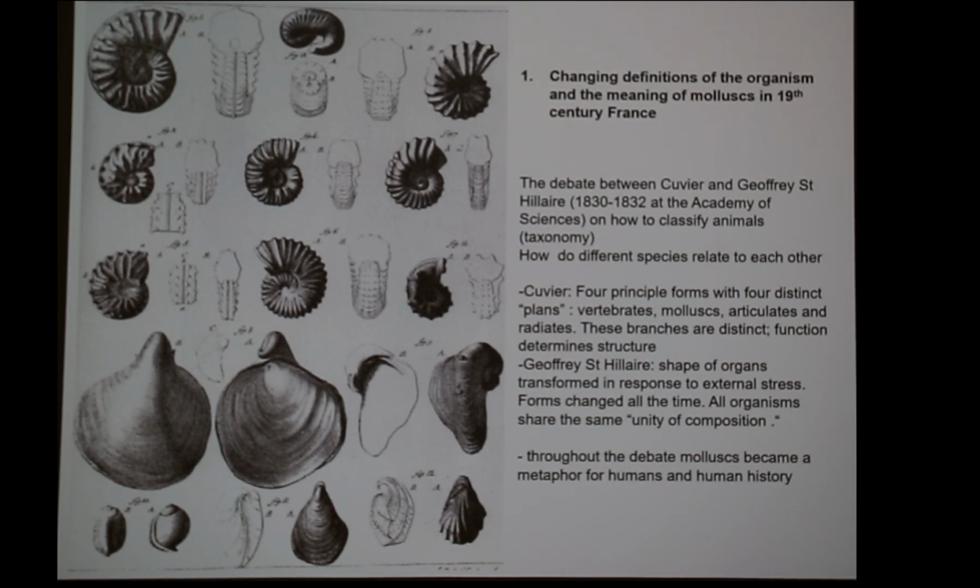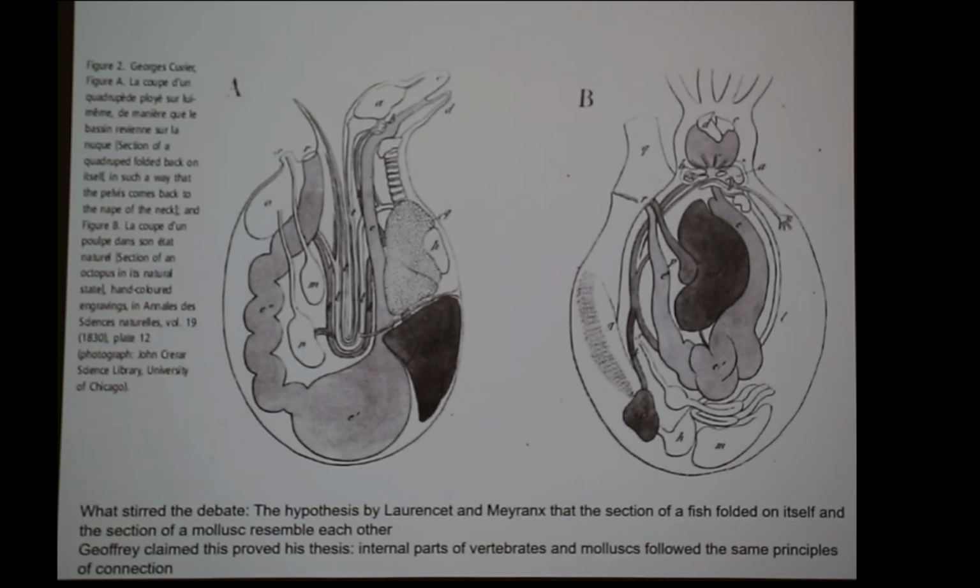For Geoffroy Saint-Hilaire, he comes up with a much more theoretical, hypothetical statement. He argues that the shape of organs are transforming in response to external stress. Forms, organs change all the time, but in basic form, he says all organisms share the same unity of composition. They're all the same, is what he's suggesting. It's these environmental factors that are changing things. And what stirs the debate is this drawing, actually.